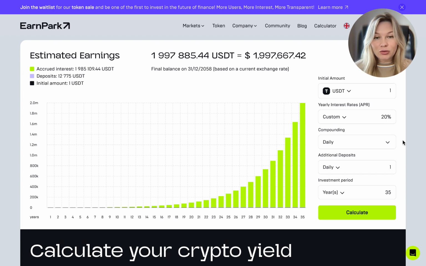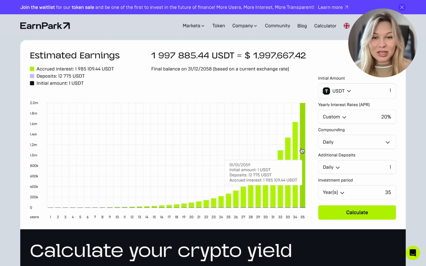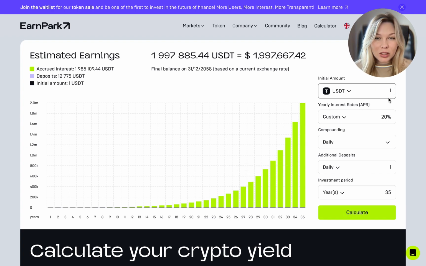And right here is a growth chart. It gives you a clear visual representation of how your capital increases over time using our strategies. Let's do a quick example together. Imagine you're investing just $1 every day at a 20% annual rate for 35 years. These are the default settings you see when you first open the calculator.